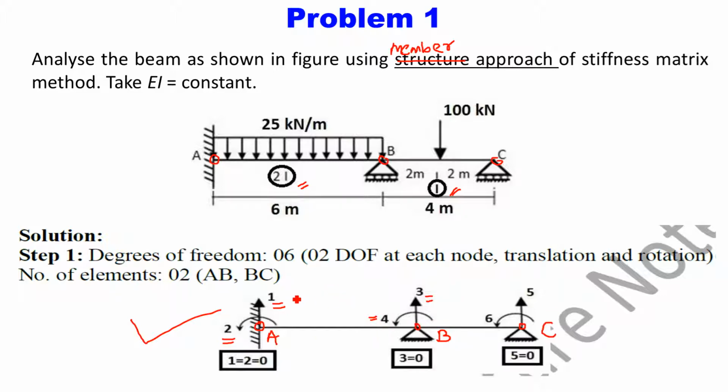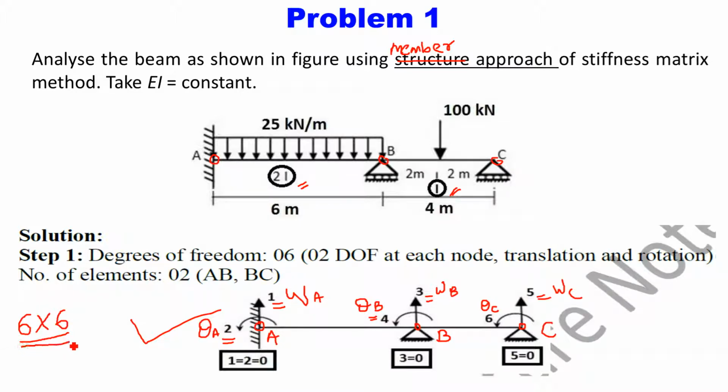Understand, 1, 3 and 5 are the vertical displacements of A, B and C, written as WA, WB and WC, or delta A, delta B and delta C. And 2, 4, 6 are the rotations: 2 means theta A, 4 means theta B and 6 means theta C. So there are 6 unknowns. What will be the size of the global stiffness matrix? The global stiffness matrix is of order 6 by 6.